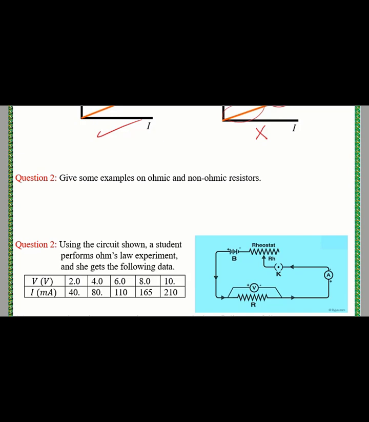For ohmic, you know that metallic wires like copper wires, aluminum, silver, and so on. And you have tungsten, and carbon resistors.